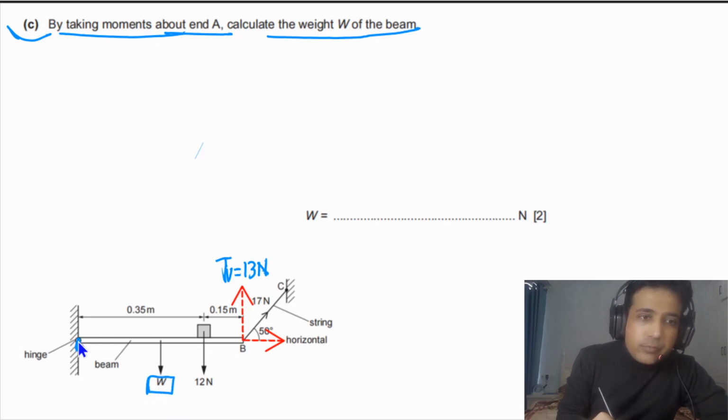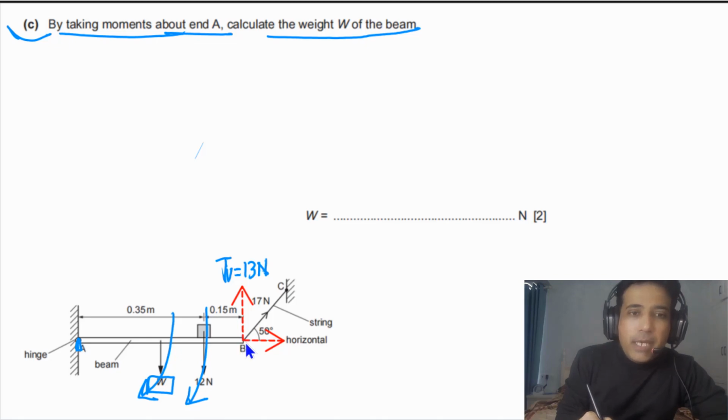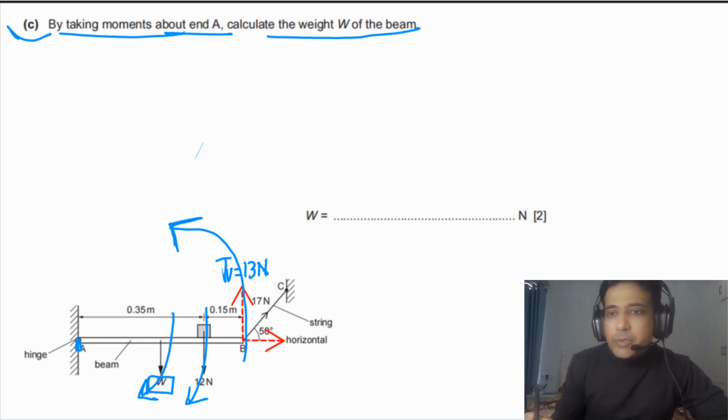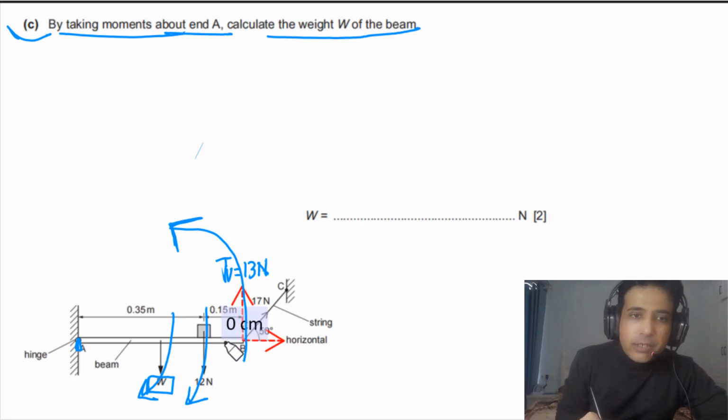So now we need to take moments and calculate the value of W. If we take moment about this point, the moment due to weight, this one will be clockwise, and the moment due to this weight also clockwise, and the moment due to the vertical component of tension will be counterclockwise. But due to the horizontal component, moment will be equal to 0 because the line of action of the force is just passing through the pivot point. So there is no perpendicular distance. So the moment due to this one will be equal to 0.